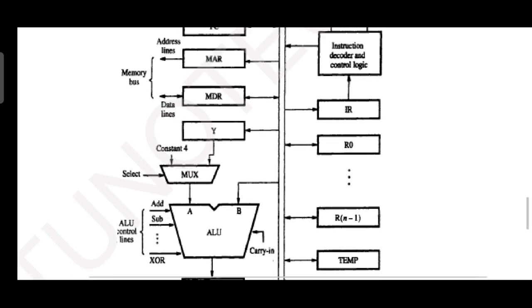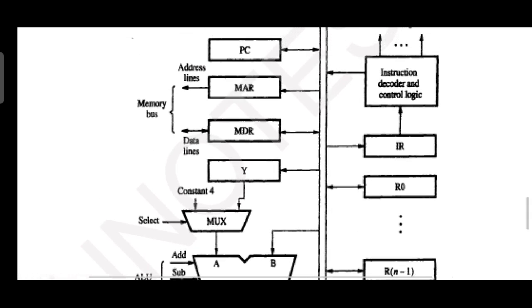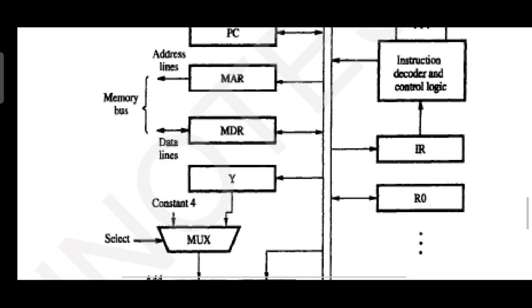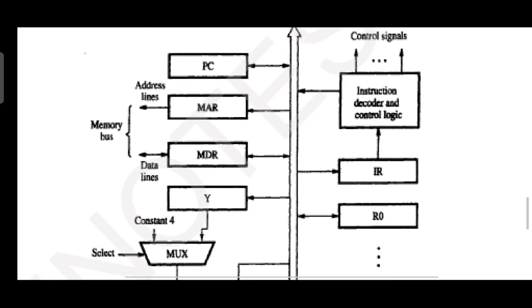See here what we did. The content of R3 we have transferred onto MAR. R3, where is it? On the right hand side, R0 to Rn minus 1. Since R3 is a pointer register, we have transferred it onto MAR.